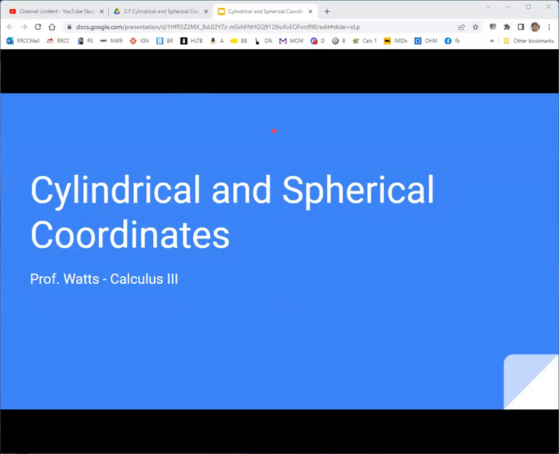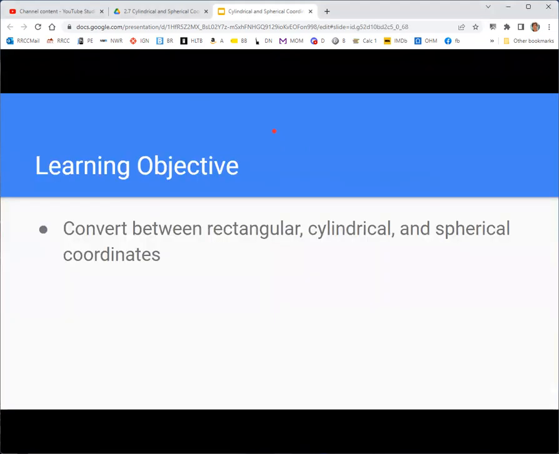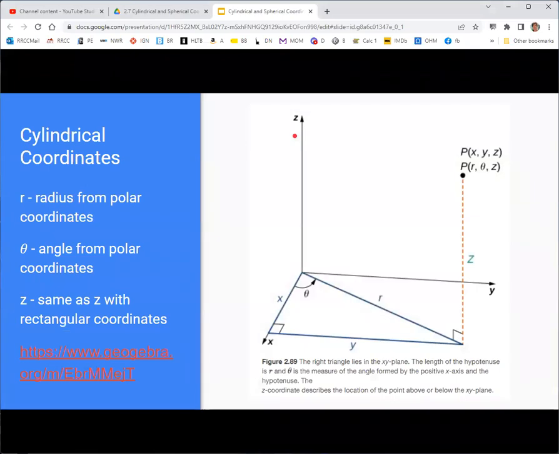Right. We're going to talk about cylindrical and spherical coordinates. This goes along with section 2.7 of the OpenStax textbook, Calculus Volume 3. Our main goal is to convert between the rectangular three-dimensional coordinates we've been using and the cylindrical and spherical coordinates. So we'll start with cylindrical coordinates.